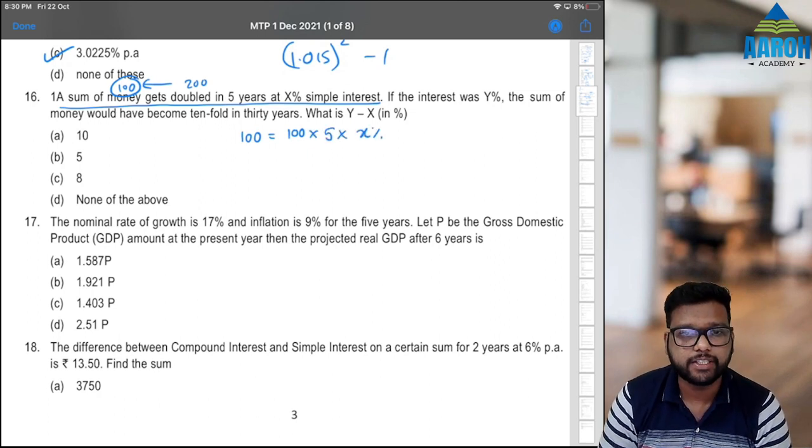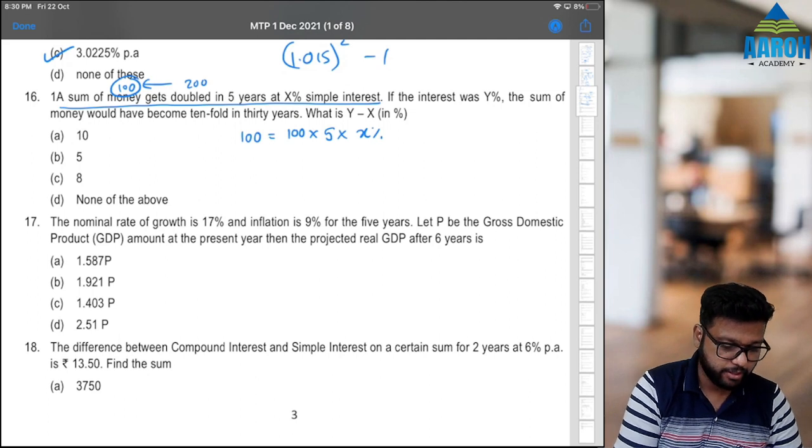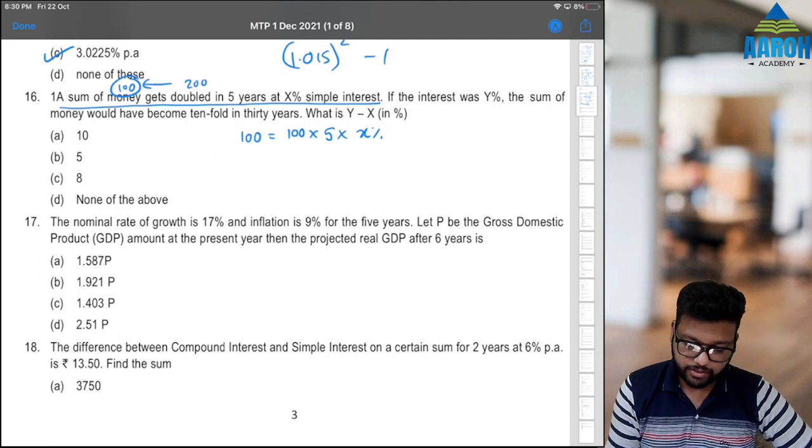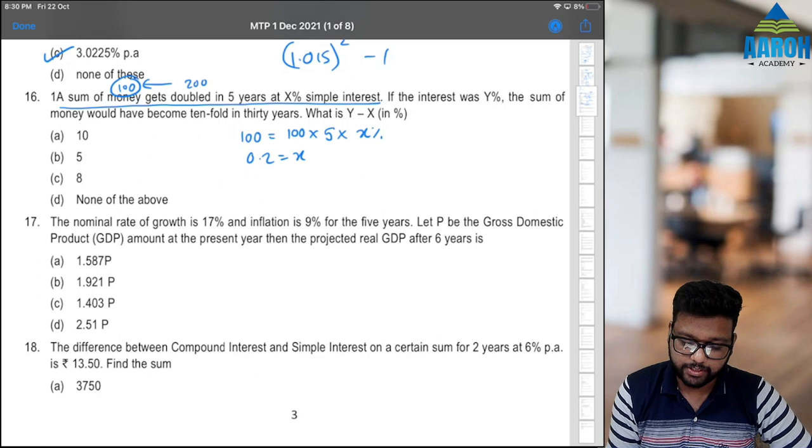So we can find X, right? How can we find X? 100 by 100 by 5. 0.2 is equal to X. So X is 20%.